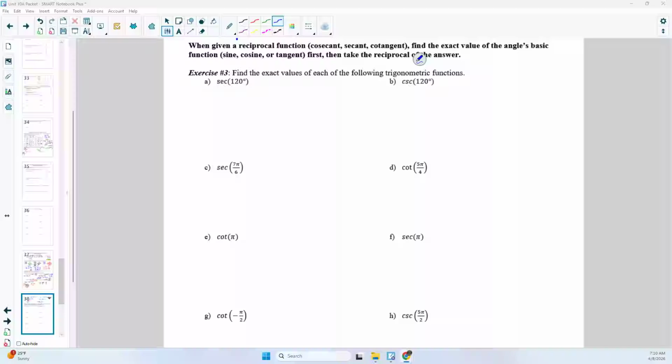So now we're going to be looking at finding cosecant, secant, and cotangent of these angles, which basically is just one more step where we're going to have to find the regular function and then flip the fraction. So if I see secant of 120, I'm going to come back to this at the end, but I'm going to be finding the cosine of 120 because we know that cosine and secant are reciprocals.